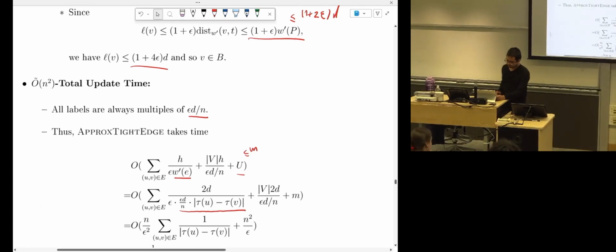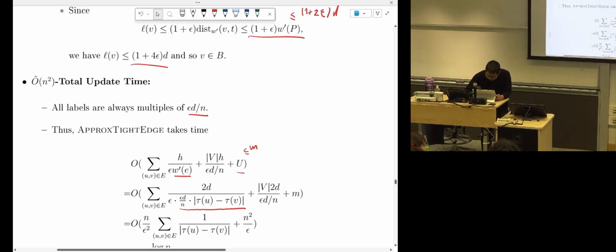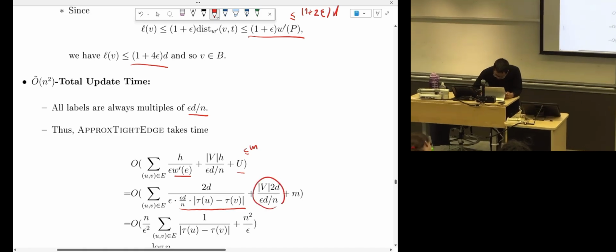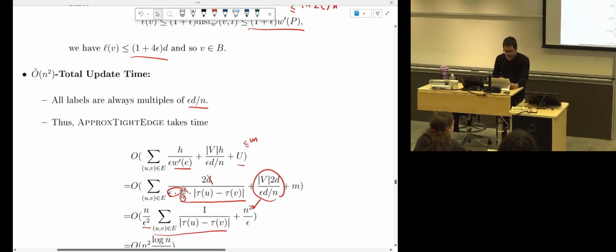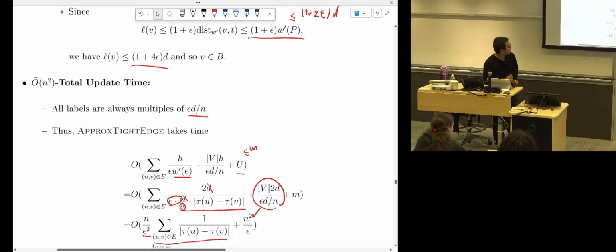And so, this thing might simplify to n squared over epsilon. How about this? The d here cancels, and you have epsilon squared here, and you have n here, so you get n over epsilon squared here, and then you get this term. Okay.